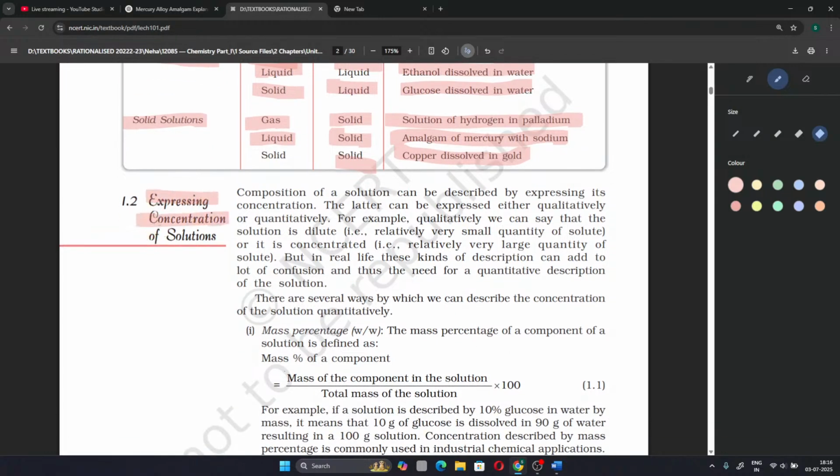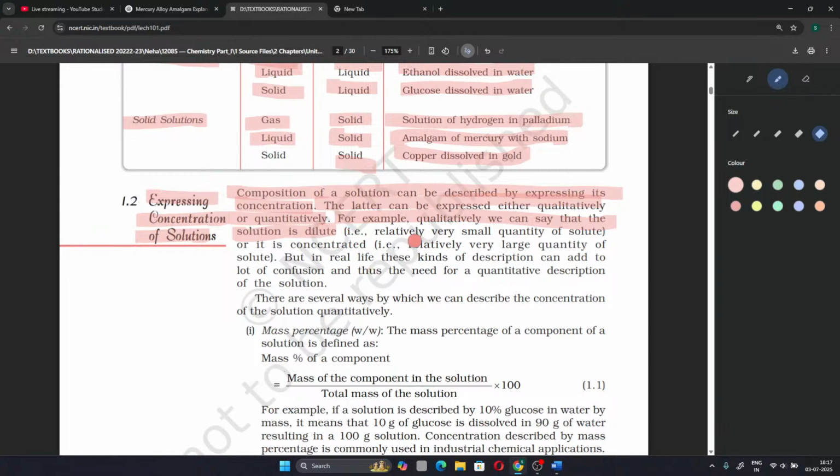Expressing concentration of solutions. The composition of a solution can be described by expressing its concentration. The latter can be expressed either qualitatively or quantitatively. For example, qualitatively, we can say that a solution is dilute. Basically, they are saying that we can describe the concentration of a solution qualitatively or quantitatively. Quantitatively meaning how much exactly is the concentration. Qualitatively meaning is it dilute or concentrated.